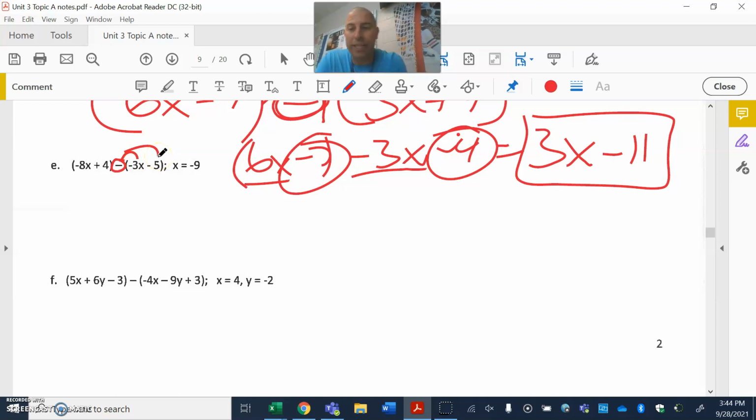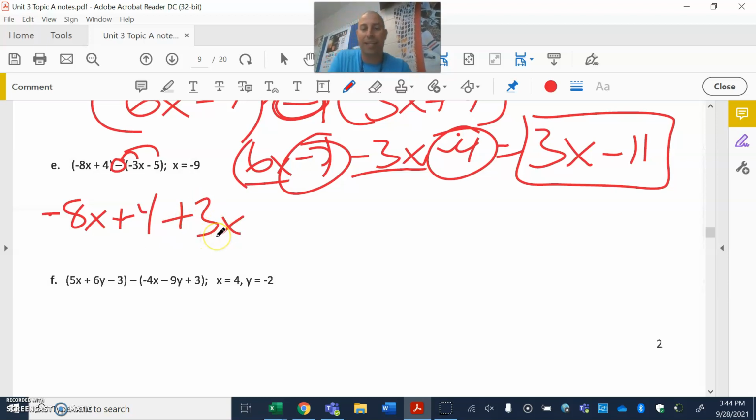So I'm going to rewrite here. So I've got the negative 8x plus 4. If I distribute the negative, it's no longer a negative 3x. It's now a positive 3x. It's no longer a negative 5. It's now a positive 5. Again, distributing the negative will change the sign, just like multiplying everyone by a negative 1.